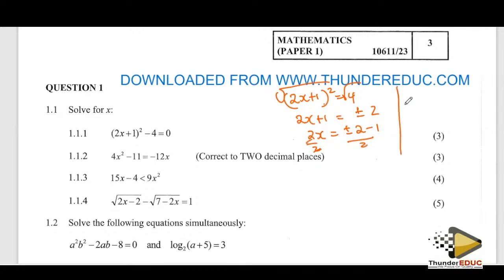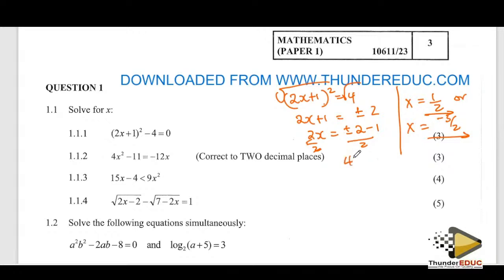So my x, the first one, will be positive 2 minus 1, that's going to be 1 over 2. Or if I use the negative side, negative 2 minus 1, that's negative 3 over 2. So those are the two solutions that we need for question number 1.1.1. Then 1.1.2, we need to create a standard equation.